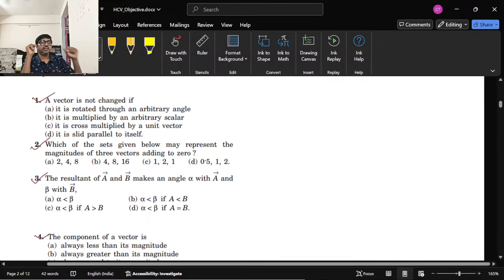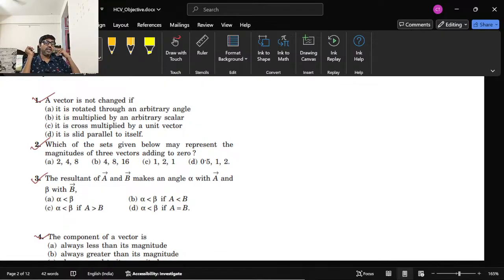Let's see. A vector is not changed if it is rotated through an arbitrary angle. See, a vector has both magnitude and direction. If you change the direction also, it has changed. If it is rotated through an arbitrary angle, direction changes, meaning the vector changes. If it is multiplied by an arbitrary scalar, then the size will change, the magnitude will change. That is also wrong. Cross multiplied by a unit vector. No, when you multiply it, you will get some other vector.